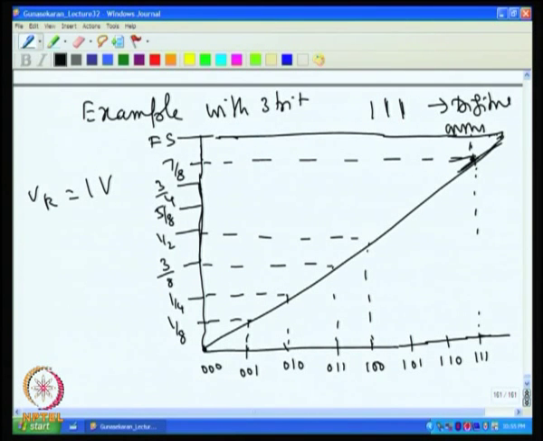Now, this is the ideal converter: when 1 1 1 is applied, we are supposed to get 7 by 8th of a volt. If 1 volt is the full scale voltage, then at 1 1 1 we are supposed to get 7 by 8th, and finally it reaches 1 volt. One LSB is left out to get the full scale voltage of 1 volt. Now, in the actual case, if a gain error is there, for example 1 LSB gain error, then this line will be meeting here.